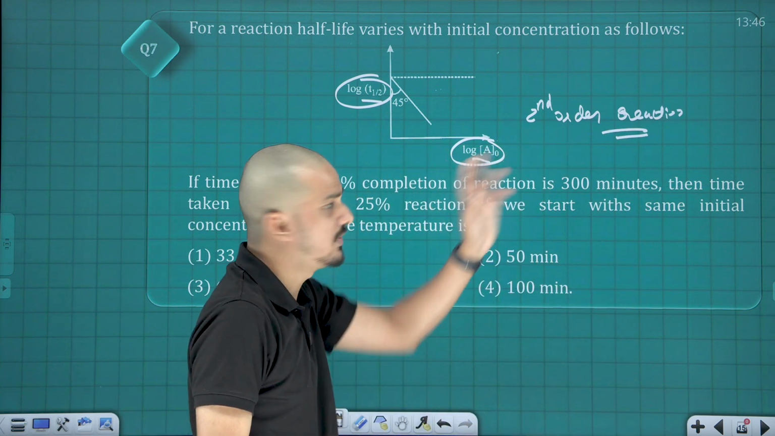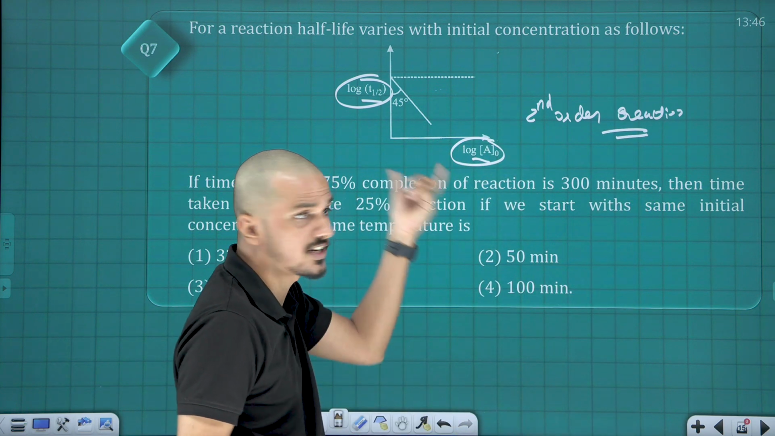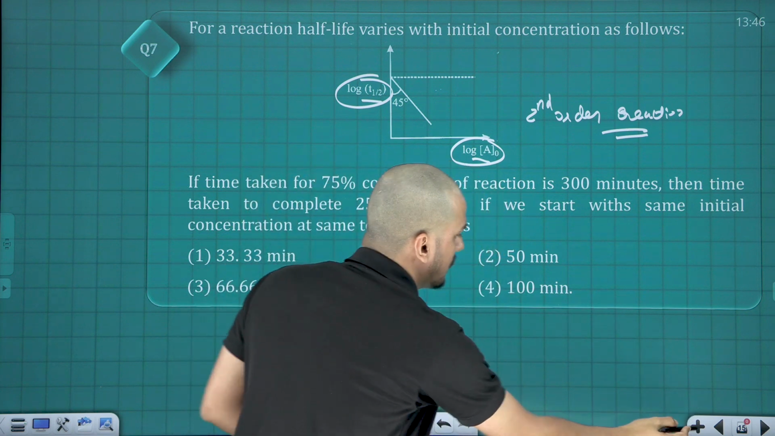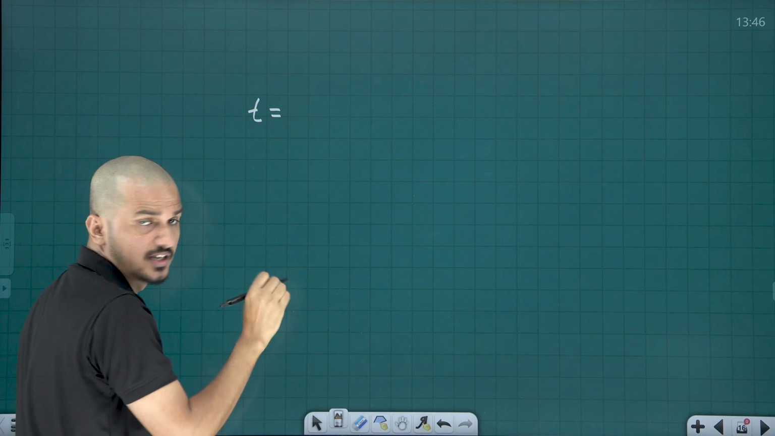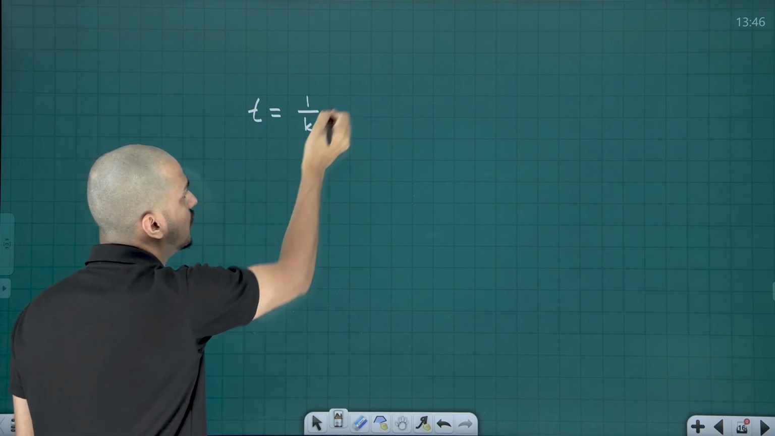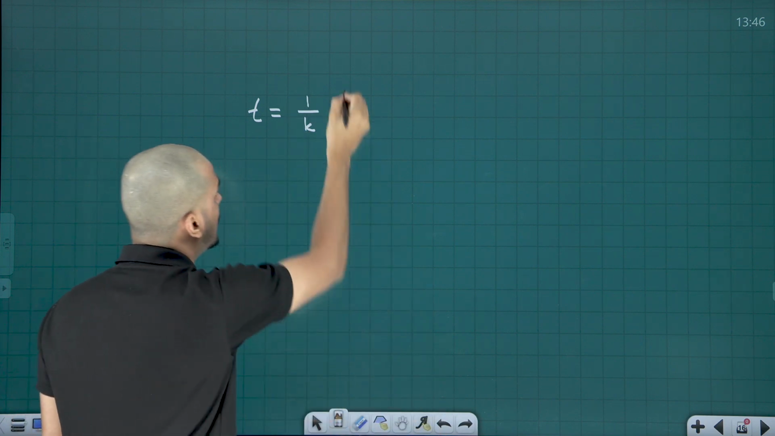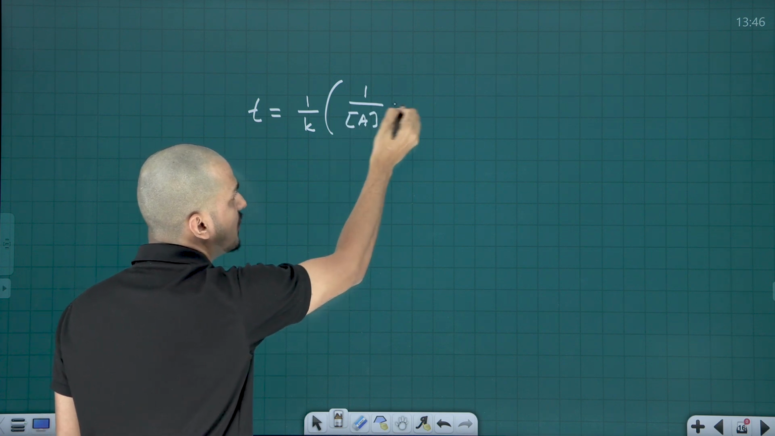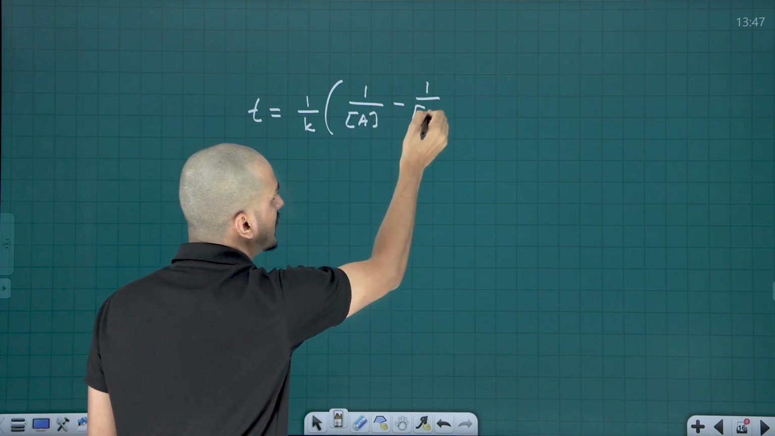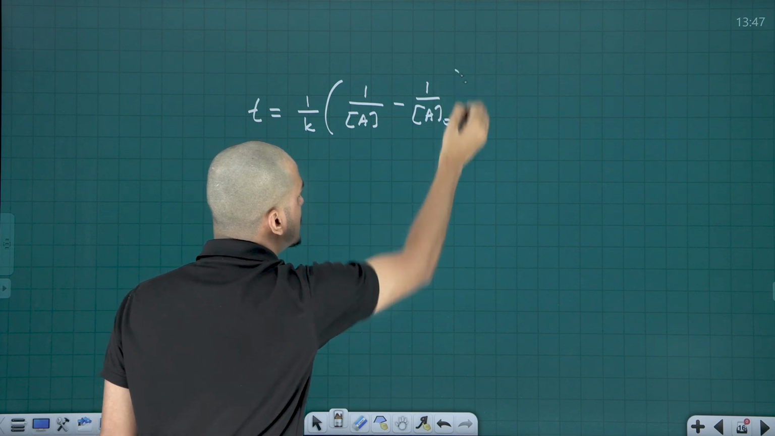Or else we can check it. We can check whether it is correct or not. We can confirm it. How will we confirm it? We know that in the case of a second order reaction, the integrated rate equation is t equals 1 by K into, 1 by concentration of A, the final, minus 1 by concentration of A0, the initial.